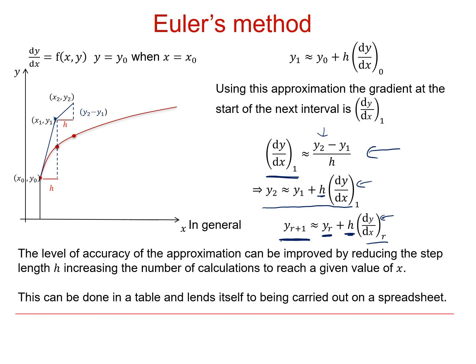Now we saw before that the estimate for the curve using a series of straight lines gradually gets further and further away when you get more and more steps. You can actually increase the level of accuracy of the approximation by reducing the step length. But of course that means you've got to do a lot more calculations. And so numerical solutions generally tend to lend themselves to computing intensive activities. So in this case, we could do it on a spreadsheet.